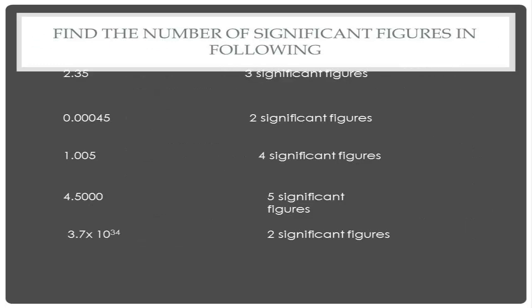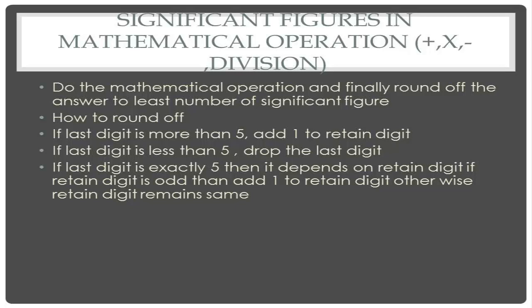Now try to find out the number of significant figures in the following. 2.35 has 3 significant figures, all the digits are reliable. If we talk about 0.00045, it has only 2 significant figures, because the leading zeros are not significant. Now 1.005 has 4 significant figures because zeros lying between non-zero digits are significant. In the case of 4.5000, the final zeros after the decimal are countable, so it has 5 significant figures. 3.7 into 10 power 34 has 2 significant figures.